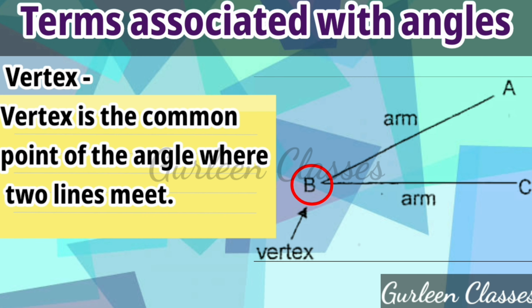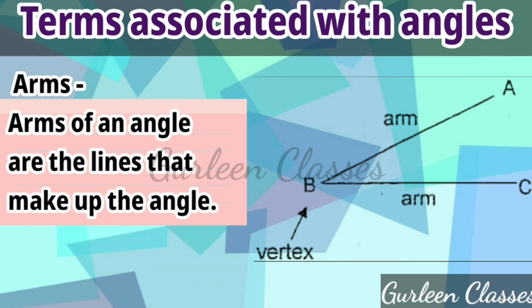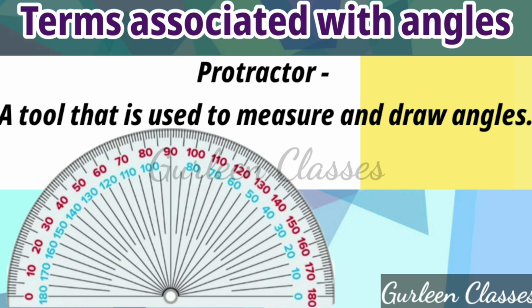Number 1, vertex. It is the common point of the angle where two lines meet. Number 2, arms. Arms of an angle are the lines that make up the angle. Number 3, protractor. A tool that is used to measure and draw angles.